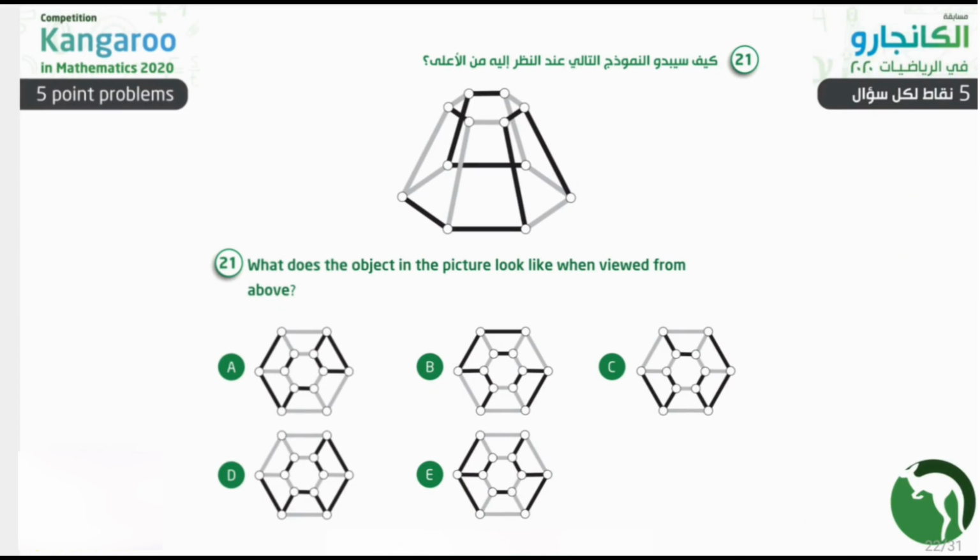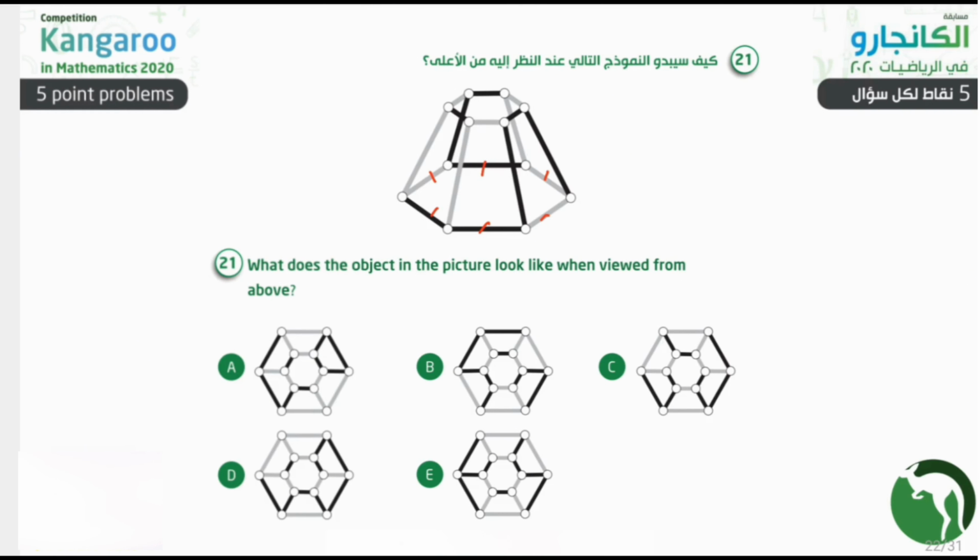Let's start with the questions that have 5 points for each. In question number 21, what does the object in the picture look like when viewed from above? So here let's check at first. Here we have two blacks, then one gray, then one black, then two gray. So if we check here, two blacks, one gray, one black, and two gray.